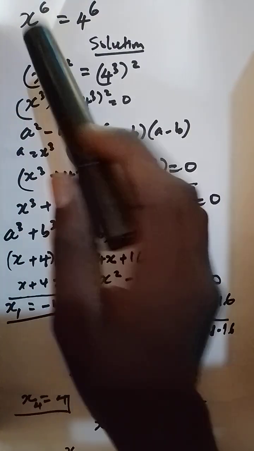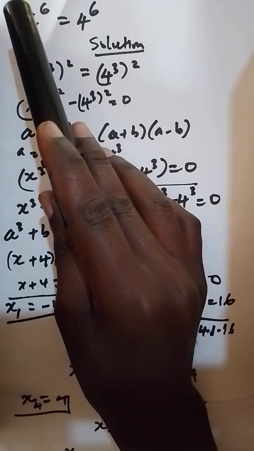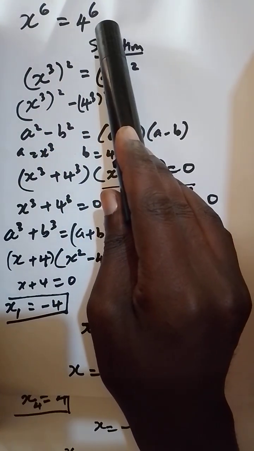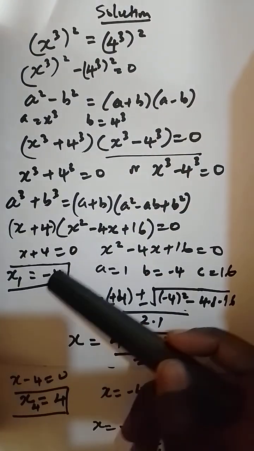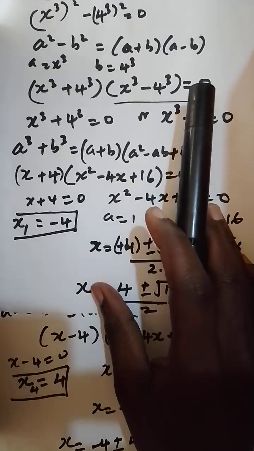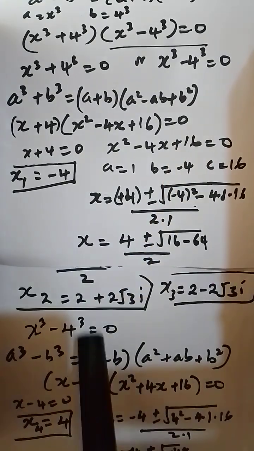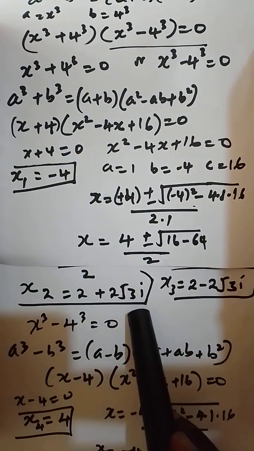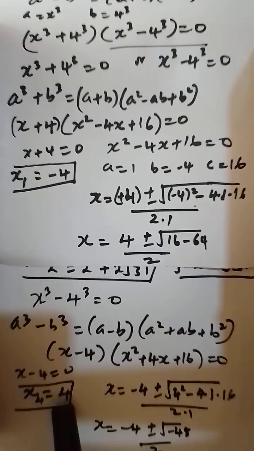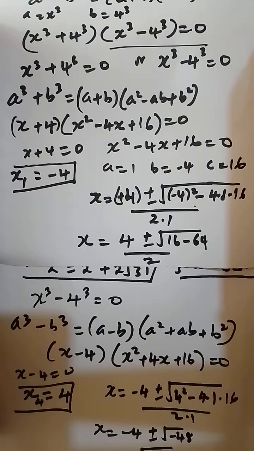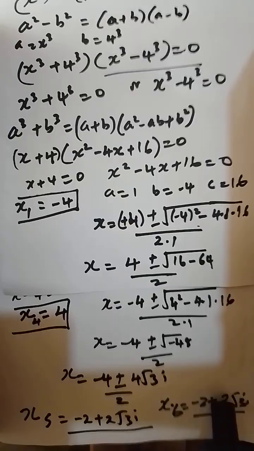So we have realized we have 6 solutions. When you substitute, the output is 4 to the power 6, and the 6 solutions are: x is negative 4, next, x is either 2 plus 2 root 3i, which is a complex number, another one is here, another one is here, and another one is here.